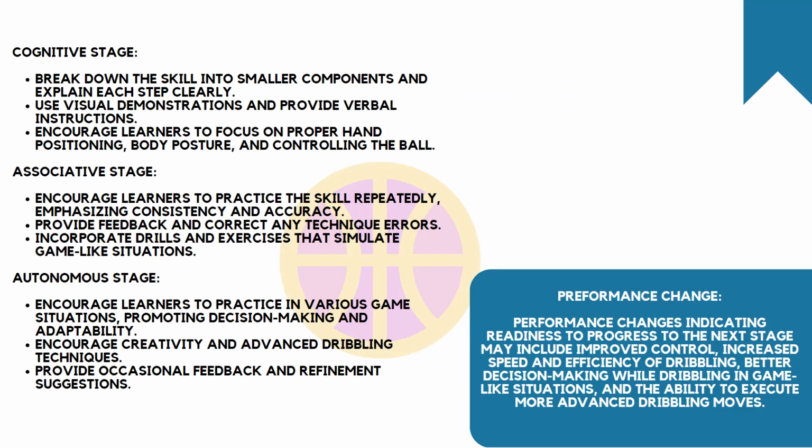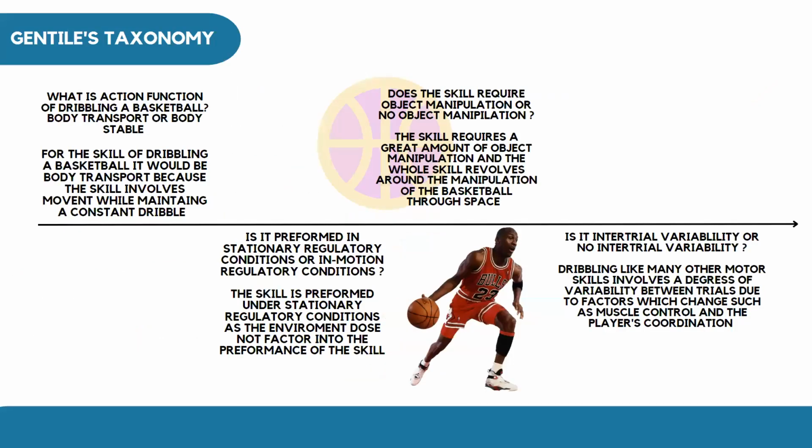The next level stage may include improved control, increased speed and efficiency of dribbling, better decision-making while dribbling in game-like situations, and the ability to execute more balanced dribbling moves. So that being said, behind the back and between the legs are really good examples of progressing, when just dribbling with your left and right becomes a lot more fluid, a lot easier for you.